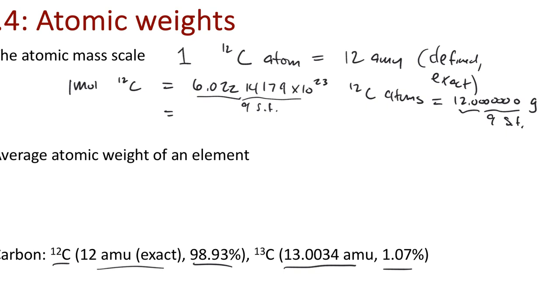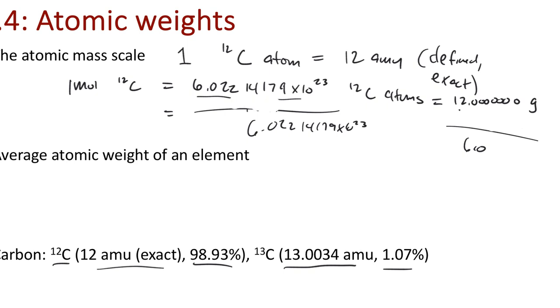So if I do 12 divided by 6.02214179 E23, I get the mass of a single atom of carbon-12. So if I just simply divide both sides here by 6.02214179 times 10 to the 23, and let me get rid of this sig fig counting. I don't need the sig fig count here. And so we're just dividing both sides by Avogadro's number.